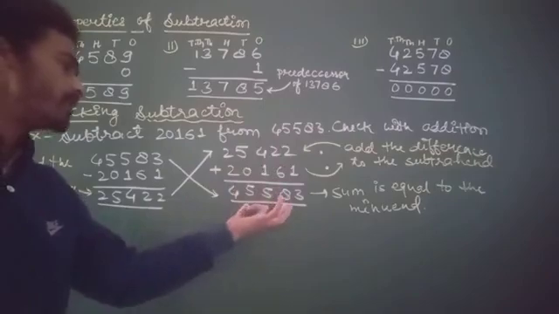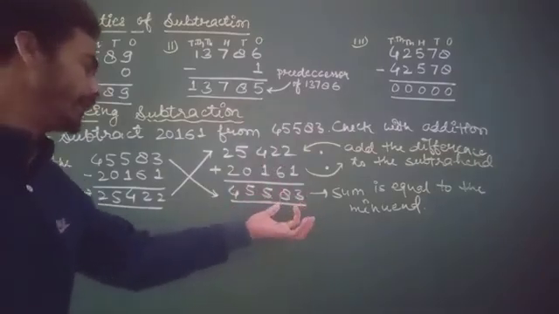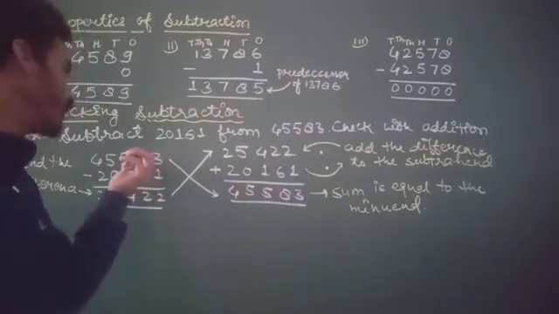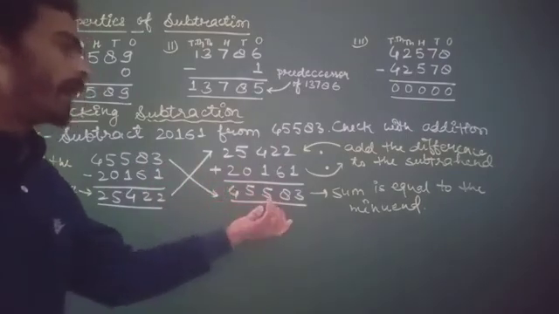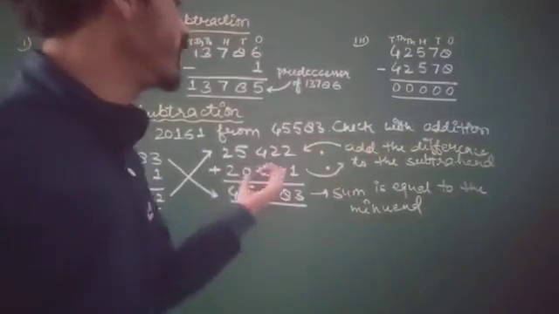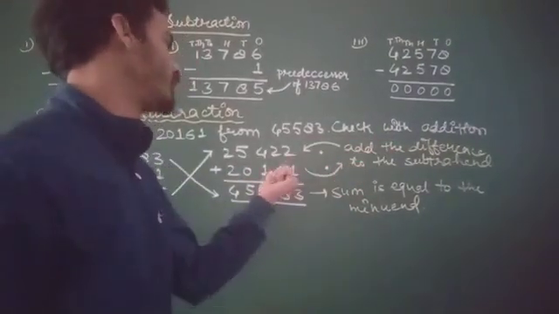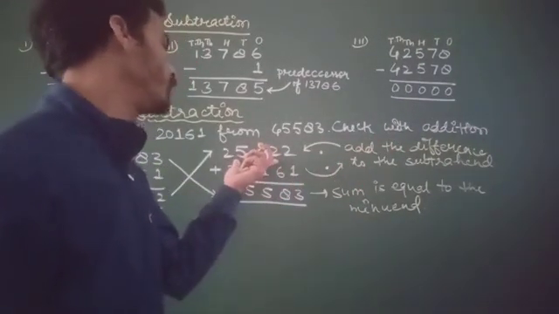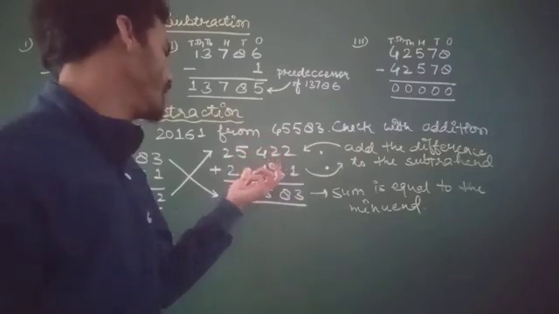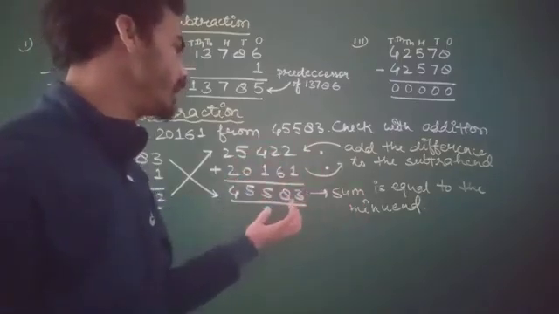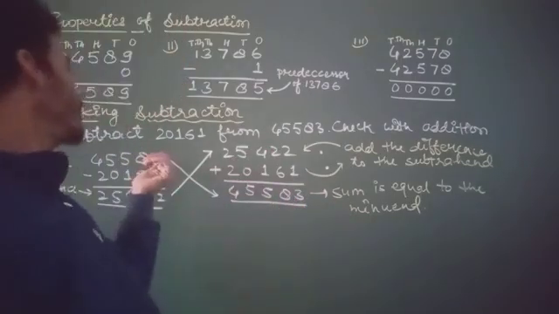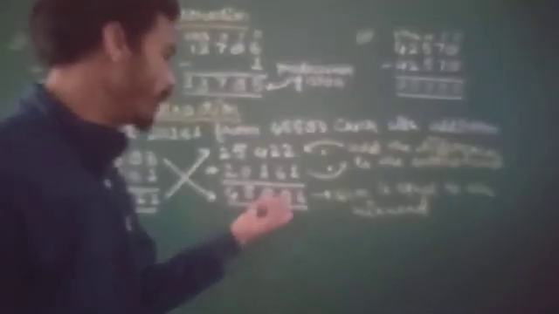When we add them, the sum is 45,583, and that is equal to the minuend 45,583. So our answer is correct. In the second step, we add the difference 25,422 to the subtrahend 20,161. When we find the sum, it is equal to the minuend, 45,583, and the sum is also 45,583.